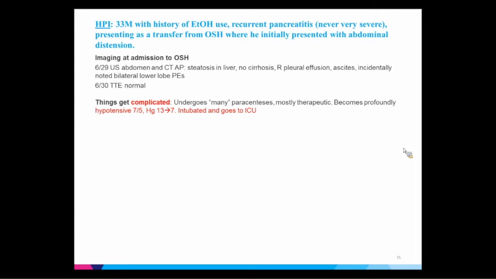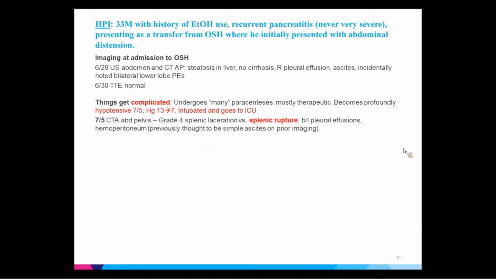So then things get really complicated, and this is still at the outside hospital. He undergoes what's described as many paracenteses. He said he lost count, mostly therapeutic in nature because he has this recurrent abdominal distension that reaccumulates quite quickly. He's admitted there June 28th. On July 5th, he becomes profoundly hypotensive, drops his hemoglobin, and is intubated and goes to the ICU at the other hospital. And then a CTA shows a grade 4 splenic laceration versus splenic rupture, bilateral pleural effusions that are much bigger than prior, and evidence of hemoperitoneum, which had previously been seen as simple ascites on the CT.